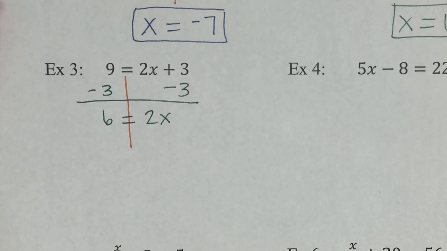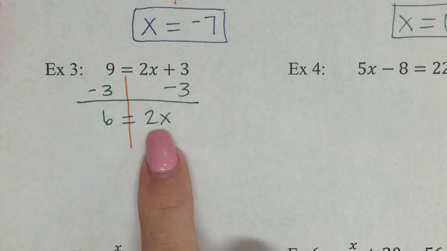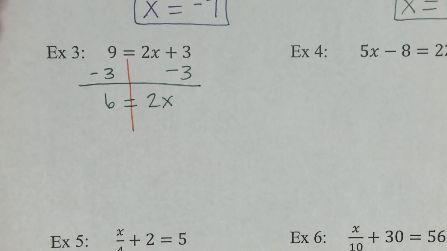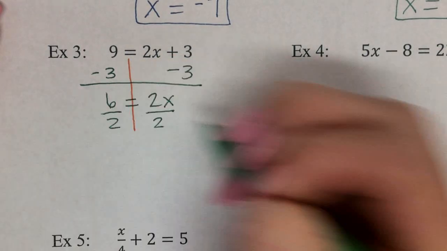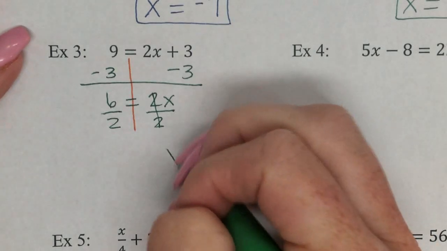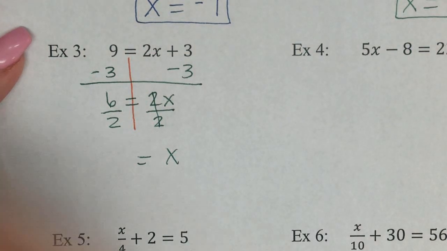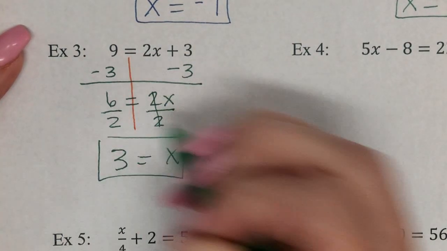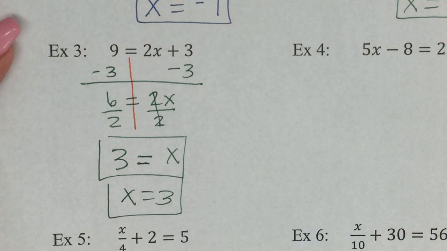Now I want to get rid of the 2 because my goal is to get the x by itself. 2 is being multiplied by x, so the opposite is divide. Divide both sides by 2. This is going to cancel out because 2 divided by 2 is 1, and 1 times x is x. So I have x equals 6 halves, or 6 divided by 2 is 3. And if you want to write your answer like this, it is the same thing.